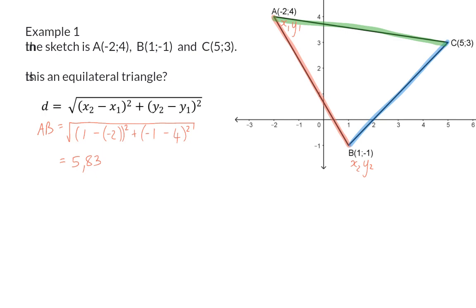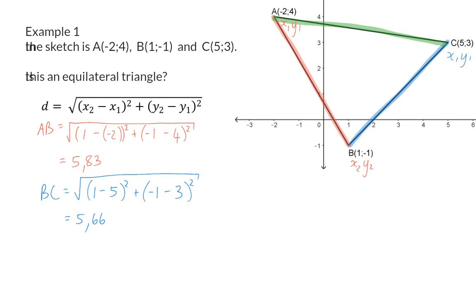Now I'm going to repeat this for the distance BC, and here point C will be my x and y1. So when I substitute, I start with the x value of B again and subtract that of C. Now for the y values, I take the y value of B and subtract that of C. This will be a distance of 5,66.